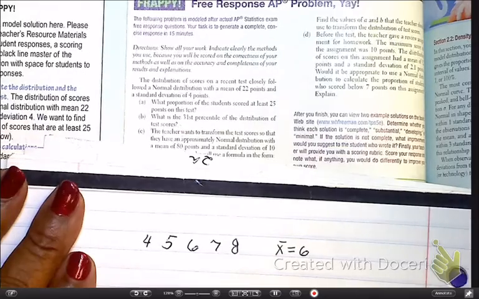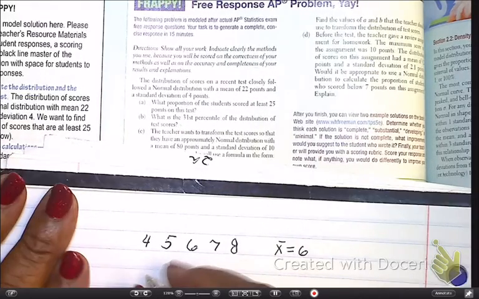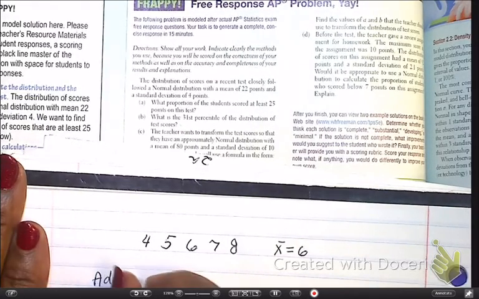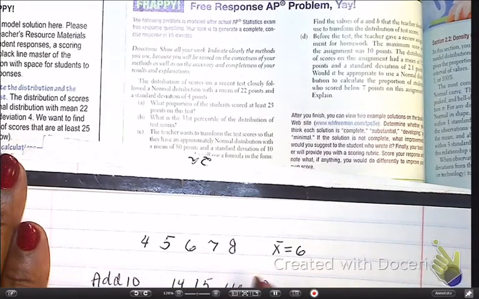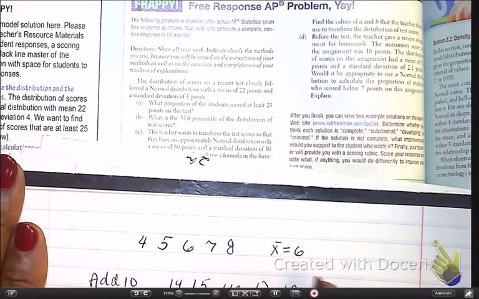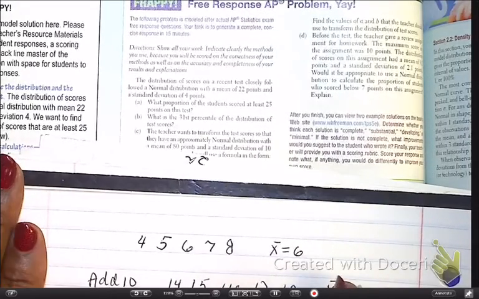Now, what if I add 10 to all of them? So when I add 10, I get a 14, a 15, a 16, a 17, and an 18. Your mean is still going to be that middle value.